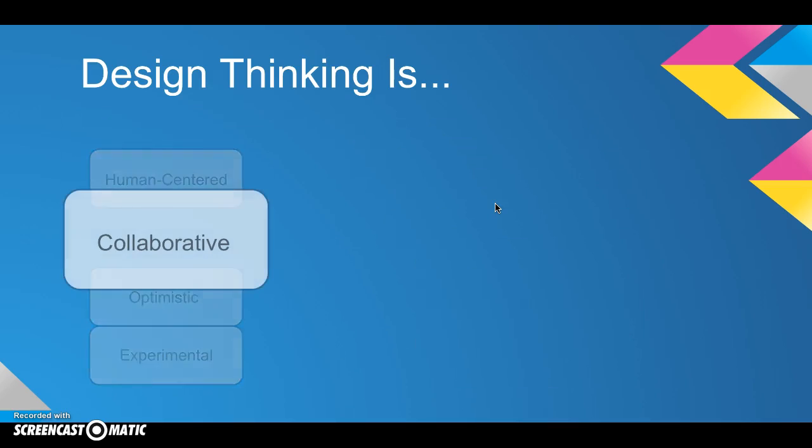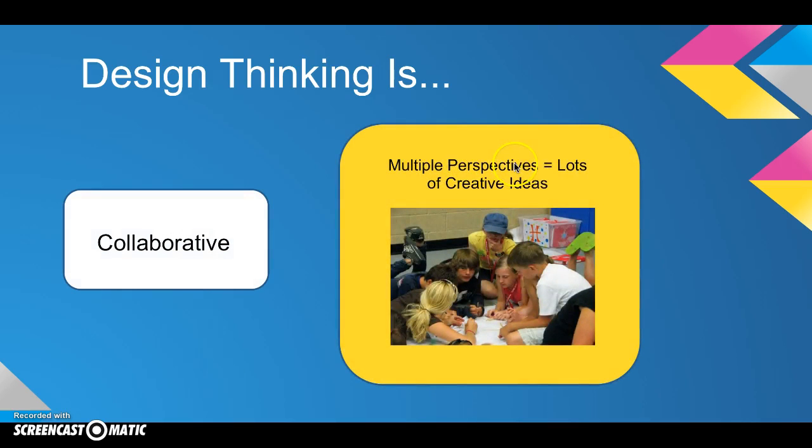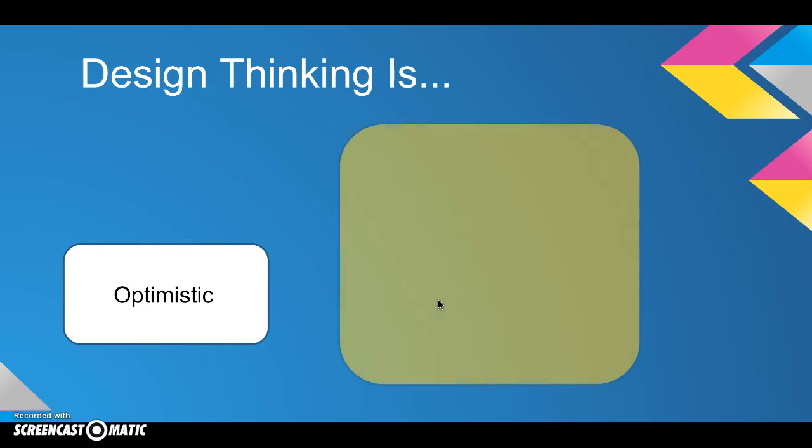All right, now notice collaborative is going to appear. Multiple perspectives equals lots of creative ideas. Hence the reason why I put you guys in groups. If you notice, my image is appropriate because you see people are down working and participating, and it looks like this might be the teacher that's over there asking students, inquiring, probing their thinking. And then optimistic, and voila, it's very consistent throughout.